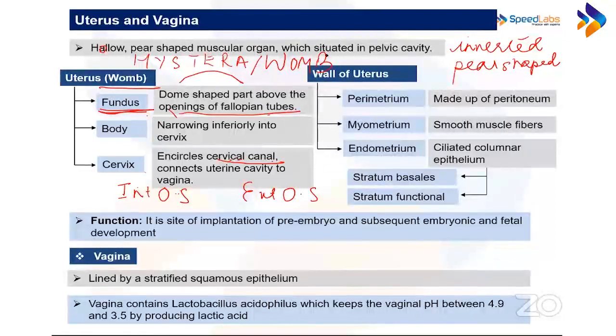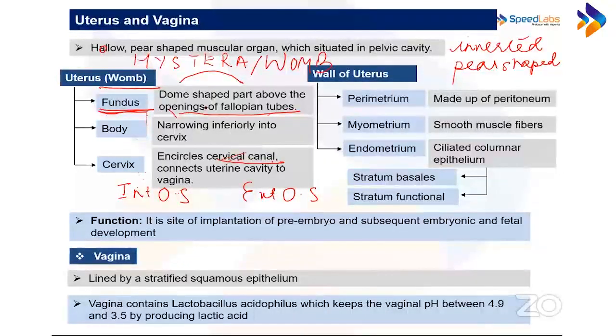Hystera or the womb is the alternative name. There are three important parts: the dome-shaped fundus, the narrow body, and the neck region cervix. Cervix also encircles the cervical canal. The cervical canal opens into the uterine cavity by an internal OS, and into the vagina by the external OS.